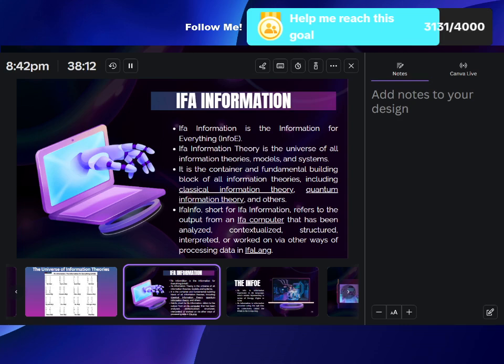And that system is actually a computer on its own. We call it the IFA computer. It's a special kind of computer, and it is even much more advanced than our modern computers. So IFA information refers to the output from an IFA computer that has been analyzed, contextualized, structured, interpreted or worked on in other ways of processing data in IFA language.